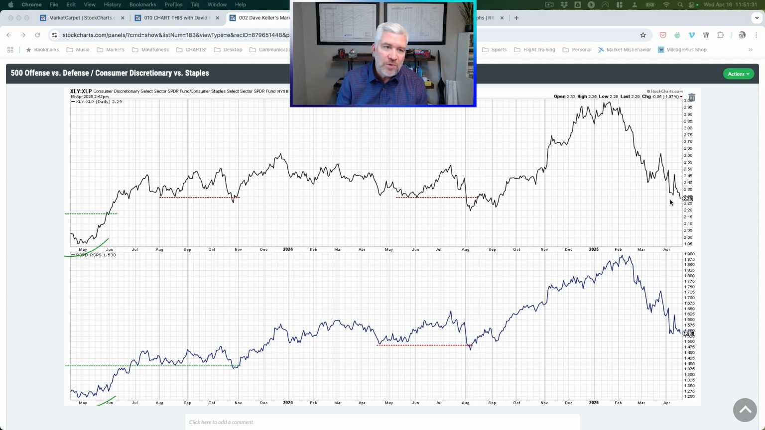Now, the problem with that top ratio, the XLY and the XLP, is that they're cap weighted. And so I have an equal weighted version, which kind of minimizes the impact of like Amazon and Tesla and those kind of big mega cap growth names. But you can see both of these are actually trending downwards pretty consistently.